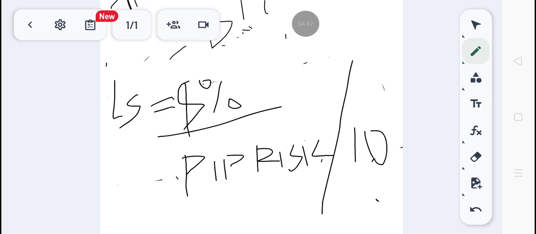Right, this is the formula to find the lot size. Now let me explain the parameters. Let me explain the formula bit by bit. We already know that LS is lot size. So what does dollar percentage risk mean? Let me add the risks here.